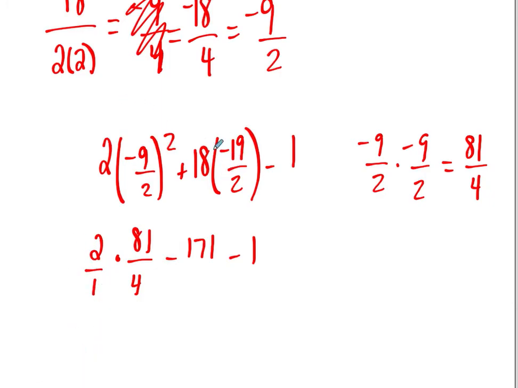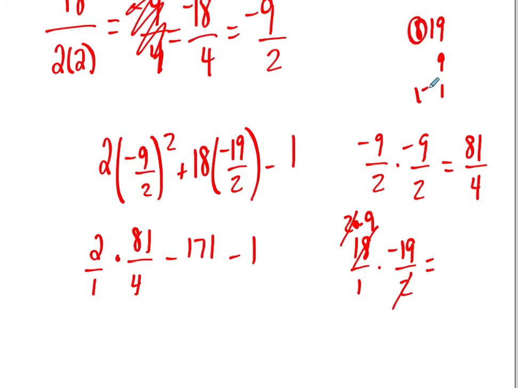What I did here was I had 18 over 1 times negative 19 over 2. Remember, this is what we did a long time ago. 18 would reduce to 2 times 9. And if I have the same thing on the top and bottom, they can go away. That would be positive 9. Sorry, that's a dot for the multiplication. So 9 times 19 is 171, with the negative, because the 19 is a negative.